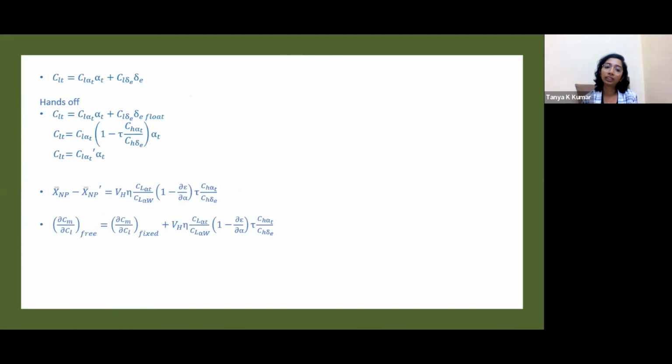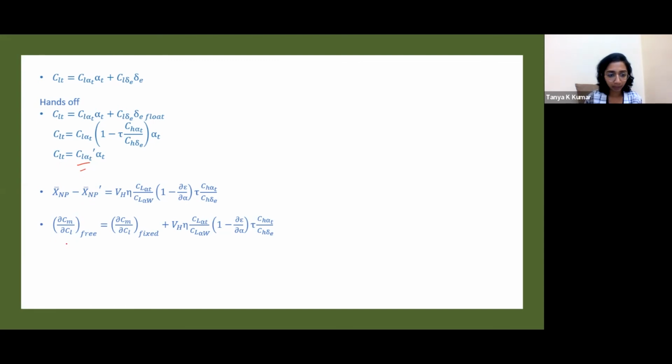Then we saw what changes when the stick is left free. The only difference would be in CLT, that is the coefficient of lift at the tail. That is the only difference between the stick fixed and stick free case. So your CL alpha tail prime is for the stick free case, and X bar NP prime is for the stick free case. Now the next slide will show you a summary of these two cases.